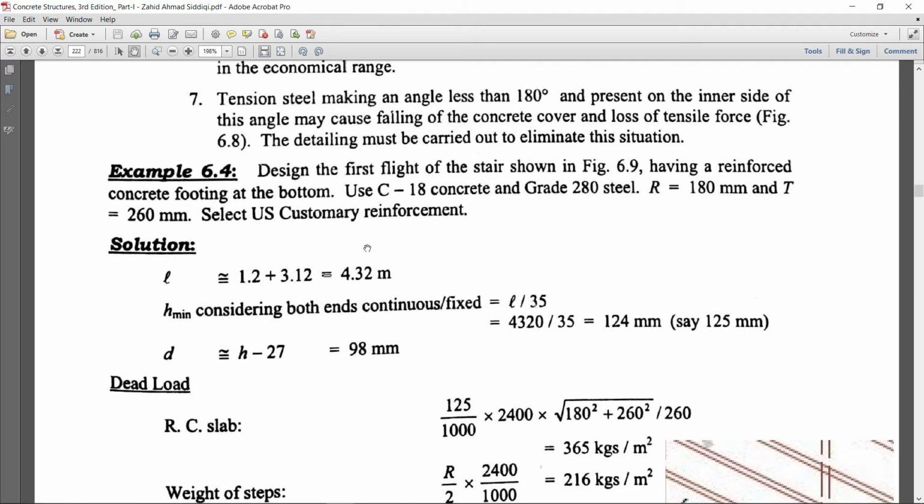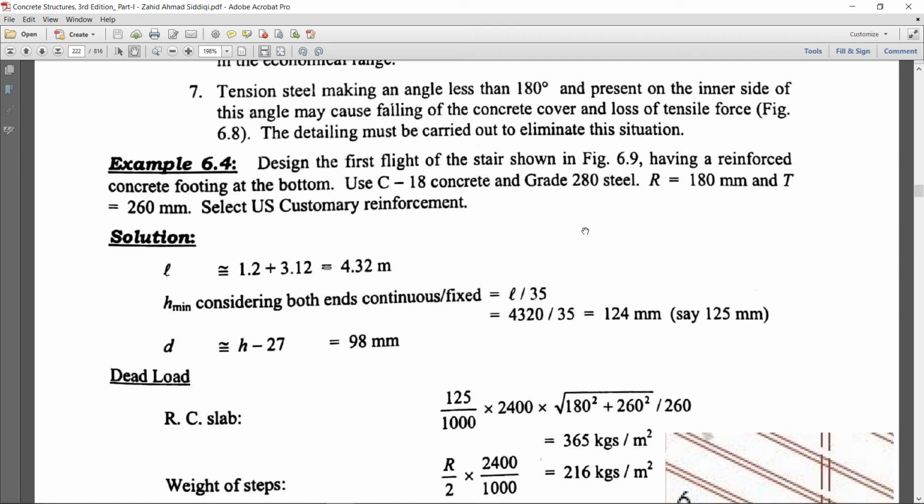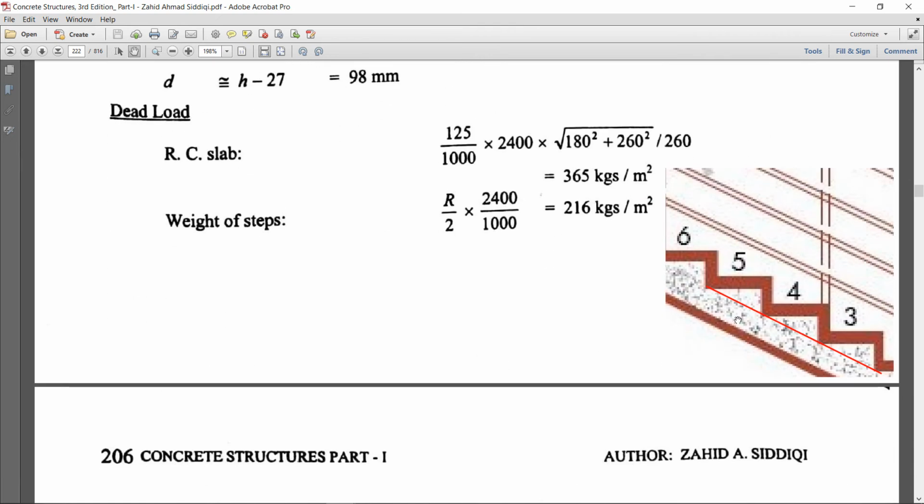Riser and tread dimensions of the stair, those dimensions definitely come after the architectural design. Okay, that will decide what riser and tread dimension. So riser is 180 millimeter and tread is 260 millimeter. Select US customary reinforcement. Okay, first of all we will get the minimum depth or minimum thickness requirement for the slab.